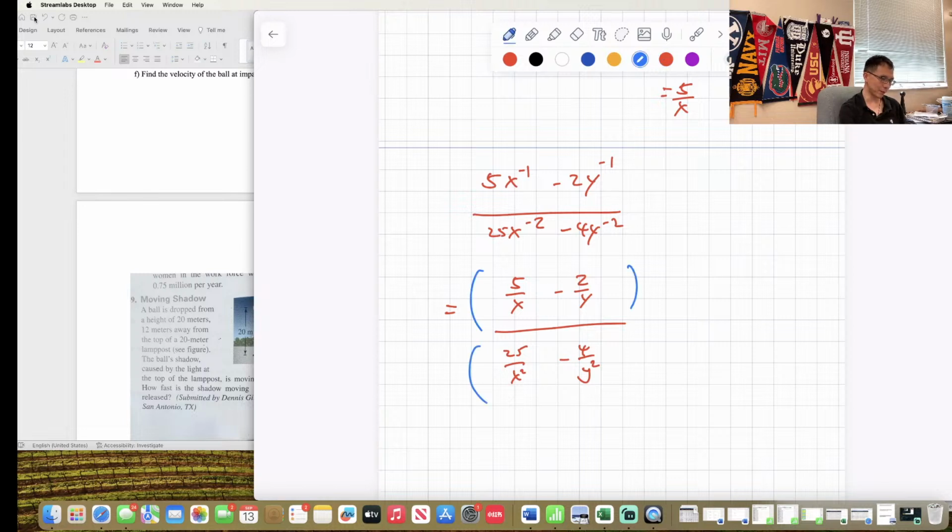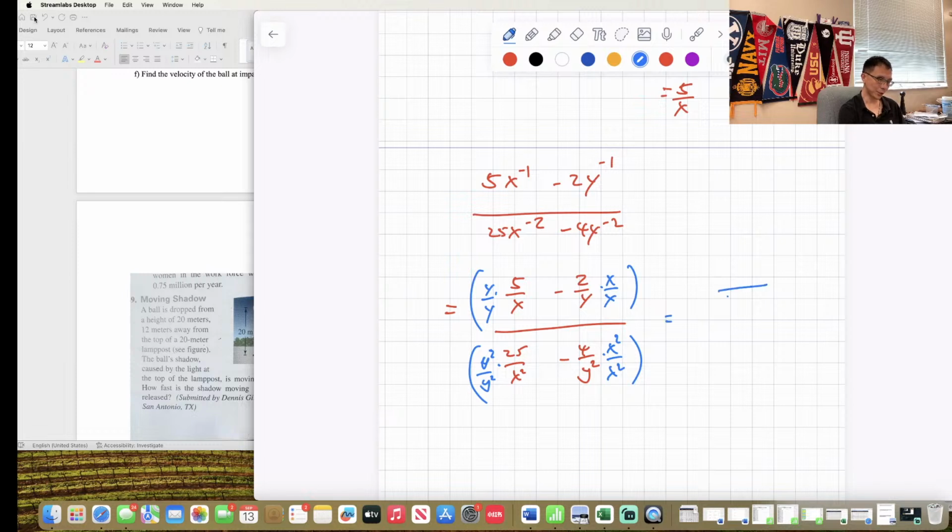There's a parenthesis invisible there. That means you should do those two first. That means you need to combine those. So what is the least common denominator for the top? XY, right? So what do I need to multiply for the 5 over x? Y over y. And how about this side? X over x. How about this side? Y squared over y squared. And this, x squared over x squared. Is that okay?